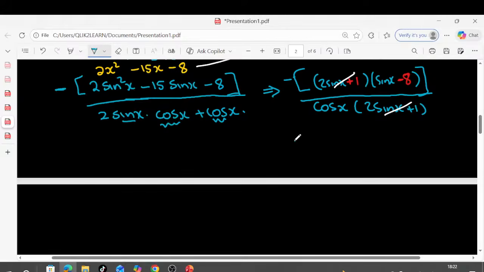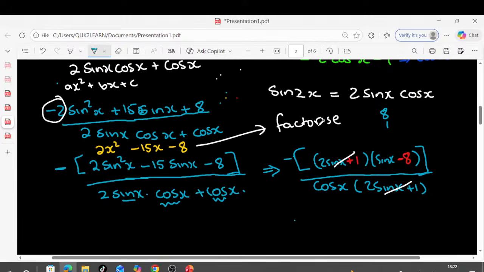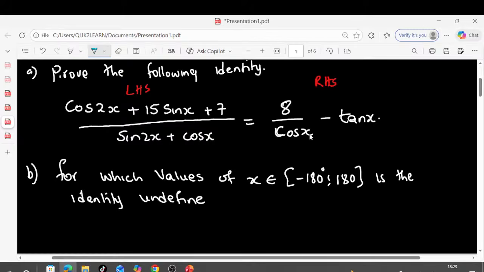So far we are left with negative inside the bracket, the sine x minus 8, and this is divided by the cos x. Right, so if you check this, we already go in there, we're going to get the left hand side. Let's multiply out the bracket by negative. So this will give me negative the sine x plus 8, divided by the cos of x. Then you're going to check. If you still remember, look at my right hand side. Right hand side, it's 8 over cos x minus the tan of x.